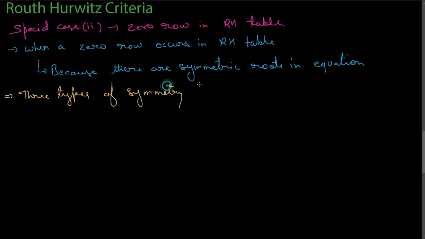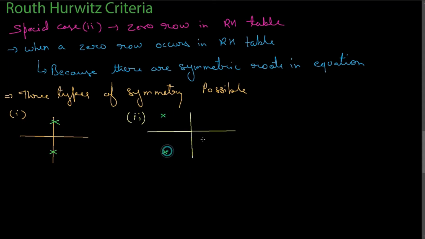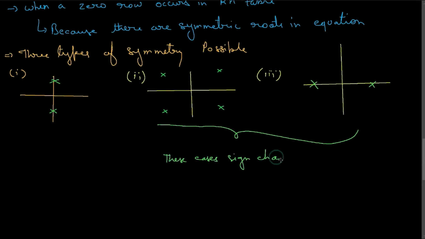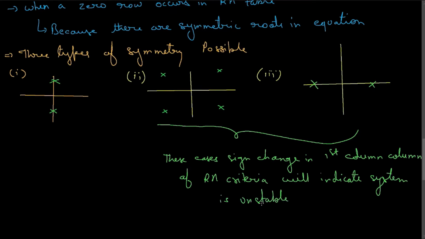Now these symmetric poles can be of three types. As you can see in the figure, the first one is when there are symmetric imaginary poles, symmetric about the origin. In the second case, there are four poles, each pole in each quadrant, and they are symmetric about the origin. In the third case, there can be real poles on the real axis, and they are symmetric about the origin again. For these two cases, case two and case three, we will get a sign change in the first column of our RH table, and from there we can directly conclude that these systems are unstable.